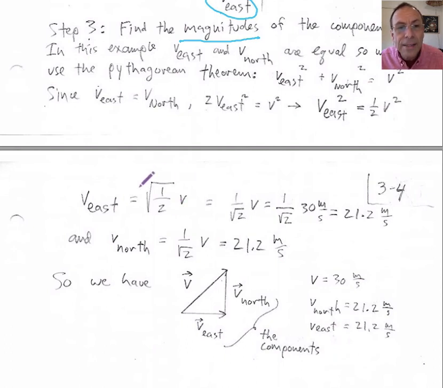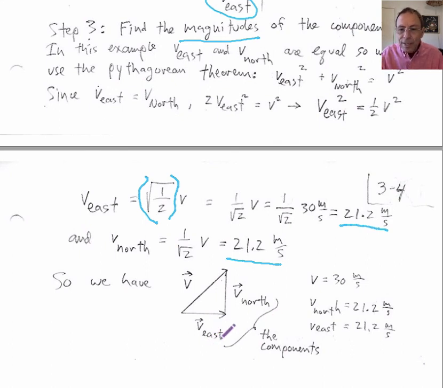This v here is not inside the square root, right? Sometimes this question comes up, so that's supposed to be parentheses. Okay, and the square root of 1/2 is the same thing as 1 over the square root of 2. A little algebra there. And putting that into a calculator, you get the answer that for the 30 meters per second northeast velocity, the magnitude of the east component is 21.2 meters per second. And the north component is equal to that. It's also 21.2 meters per second.